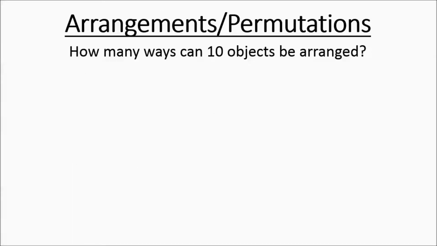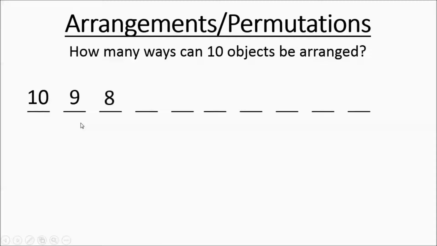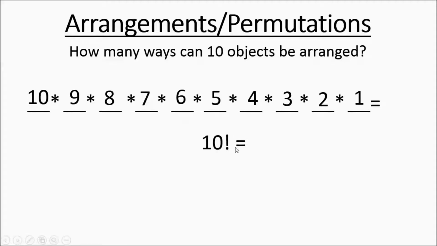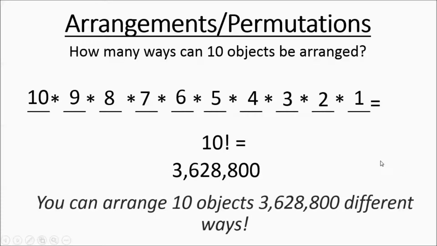Okay, moving on. How many ways can 10 objects be arranged? Well, we could lay out 10 spots, and you have 10 choices for the first spot. After you pick one for the first spot, there's 9 left over, and you go all the way down to 1. You multiply those. That's also known as 10 factorial, which works out to 3,628,800. You can arrange 10 objects 3,628,800 different ways. Once again, this is the way you want to do it. You don't want to try writing all the different arrangements out. That would take you a very long time.